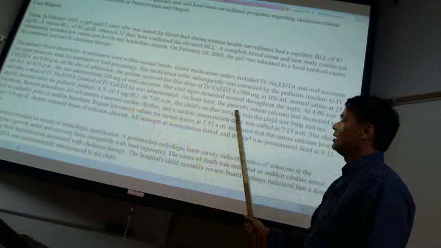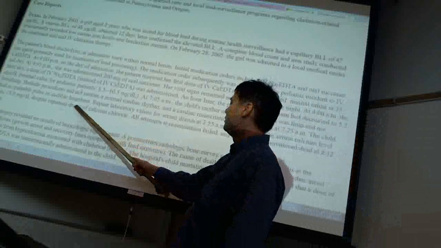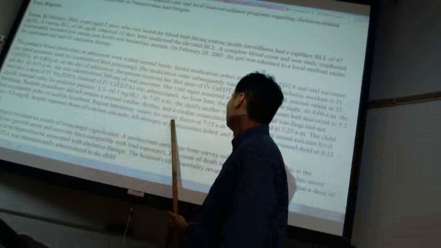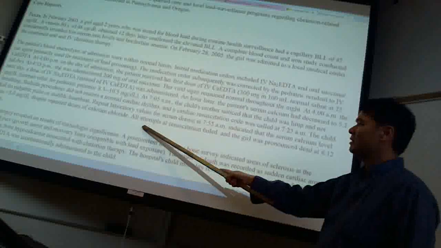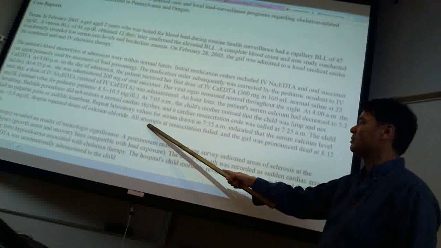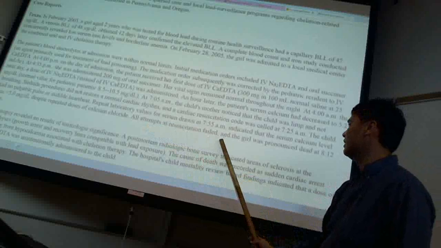The child had no palpable pulse or audible heartbeat. Repeat laboratory values for serum drawn at 7:55 a.m. indicated that the serum calcium level was less than 5 milligrams per deciliter. Despite repeated doses of calcium chloride, all attempts at resuscitation failed, and the girl was pronounced dead at 8:12 a.m.